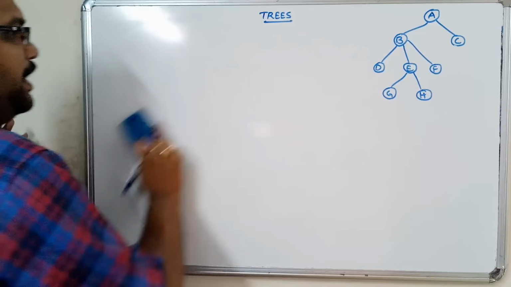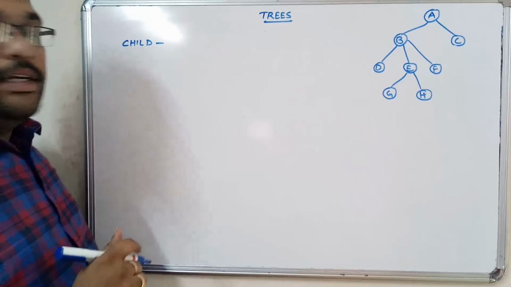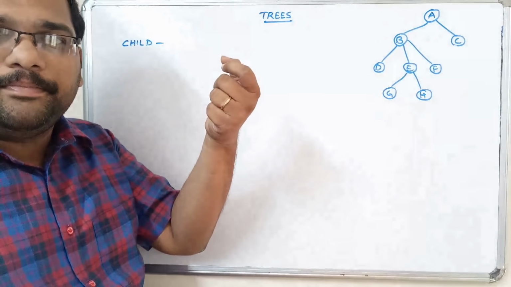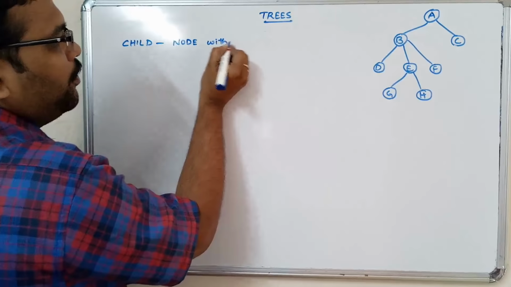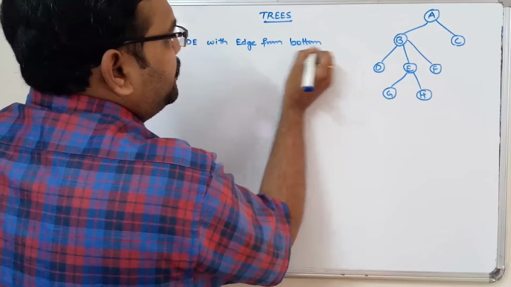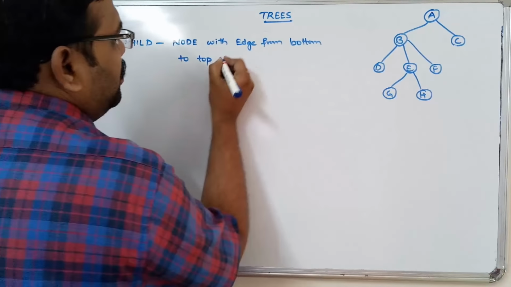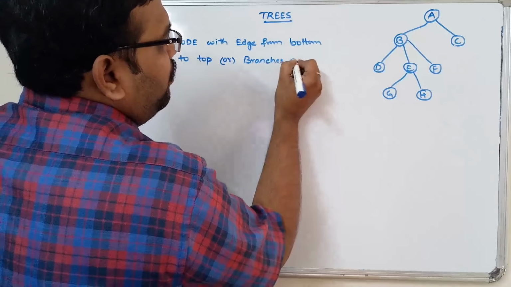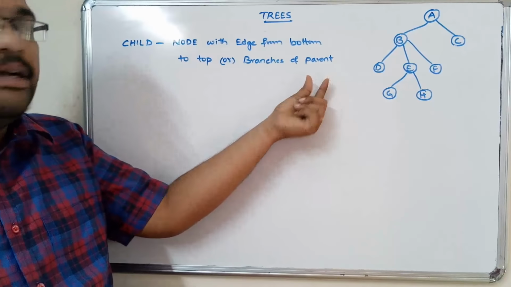Child. After the parent, we should call it a child. The next terminology is child. A child means a node with an edge from bottom to top, or a branch of a parent. Branches of a node, the branches of a parent, we can call a child.